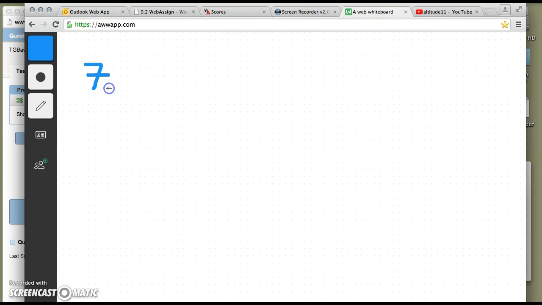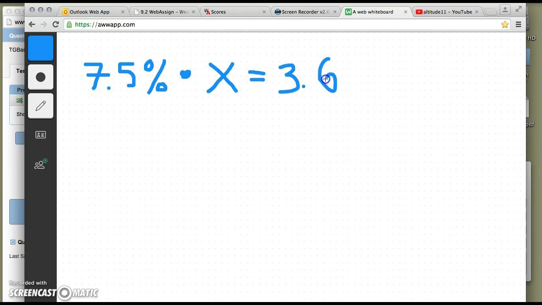So we have 7.5%, and it says of what number? So of means multiplication, of what number we don't know. That's going to be our variable. So 7.5% of what number is 3.6. Here's our equation that we need to solve. 7.5% of what number is 3.6. Okay, so we are ready to solve.